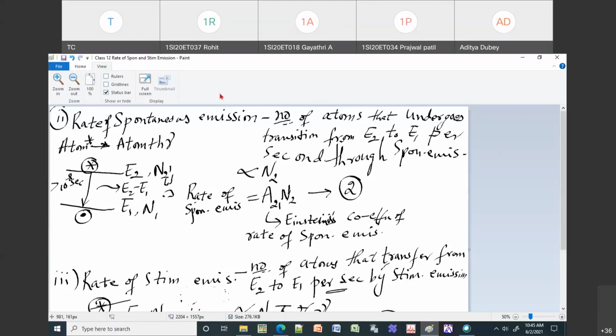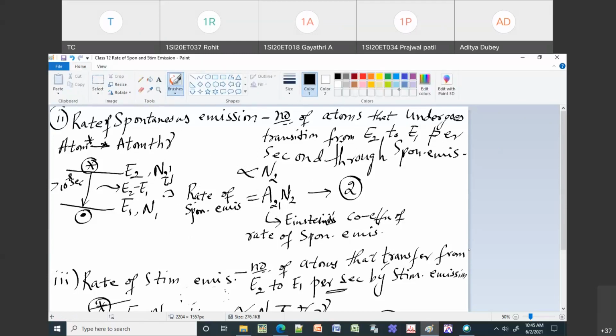In that case, you are not giving any extra energy. So this rate of spontaneous emission is directly proportional to N2. And then if I want to remove this proportionality symbol, I bring a constant which is A21 times N2. Again, A refers to spontaneous. So if I'm using A, that means it is a spontaneous process, and if I'm using B, then it is induced or stimulated.